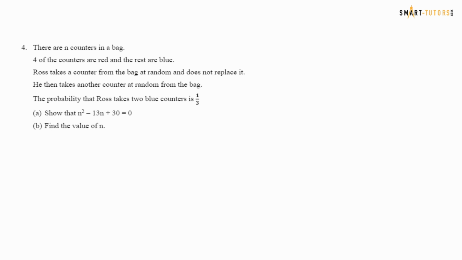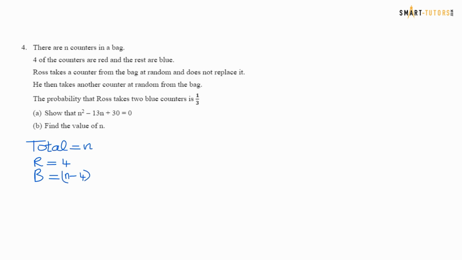There are n counters in a bag, so the total is n. 4 of the counters are red, so red is 4, and the rest are blue, so blue is n minus 4.